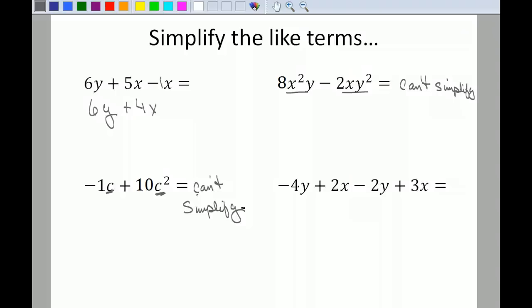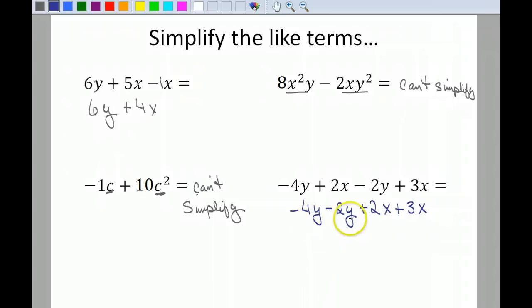This one looks ugly. Negative 4y plus 2x minus 2y plus 3x. Well, I have some like terms, as you can see, with negative 4y and negative 2y. But why don't we rewrite this so it's a little easier to combine them? So I'm going to write negative 4y. I'm going to move this 2y over. I'm going to drop down my 2x now. So it may be a little easier to see this now.